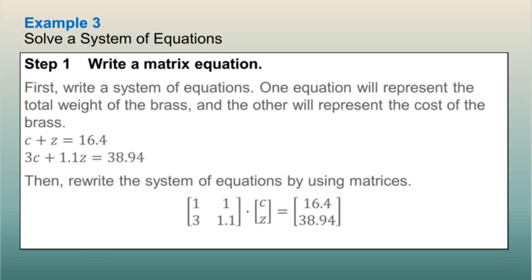So step 1, we need to write a matrix equation. So we have copper plus zinc equals a total of 16.4. And then the other one is dealing with the cost, $3 and then $1.10. And we're going to rewrite the system of equations by using matrices. So we have [1 1; 3 1.1] times [C; Z] equals [16.4; 38.94].